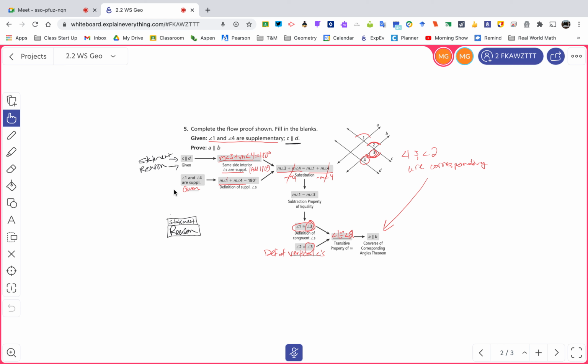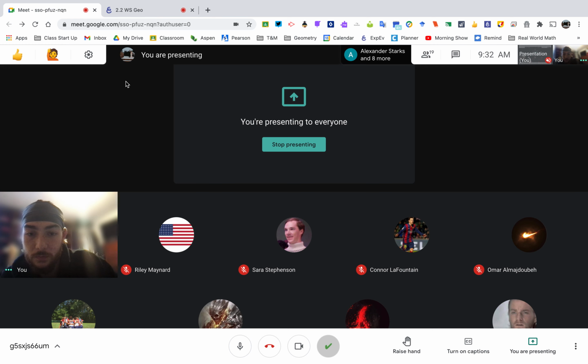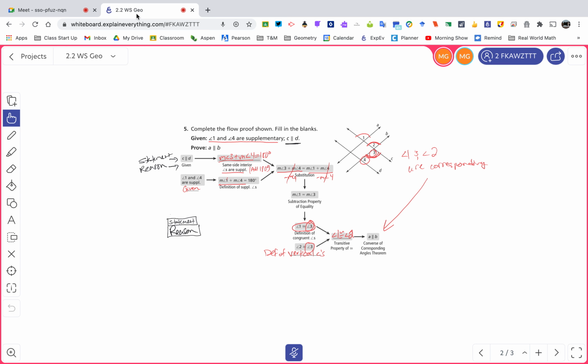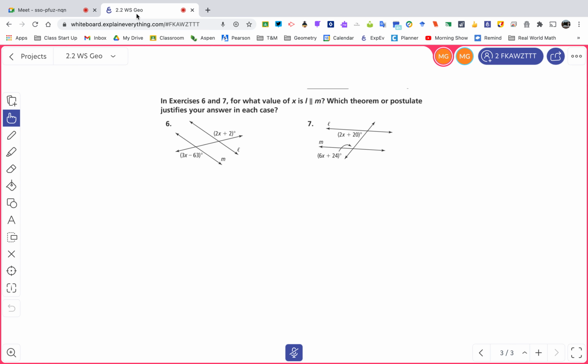Okay, so that's the 5th one. Guys, any questions on that? Okay, there's, I believe, 2 more problems. So we'll set this up together. Okay, it says in exercise 6 and 7, what is the value of x? For what value of x is L and M parallel? Which theorem or postulate justifies the answer in this case?